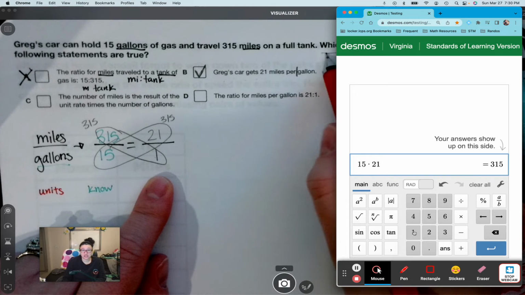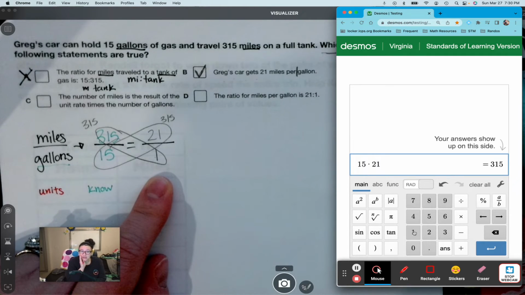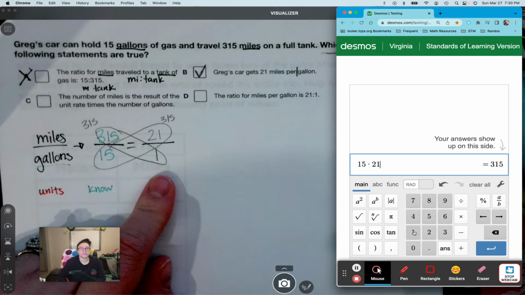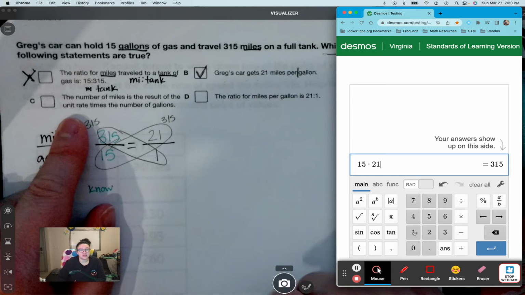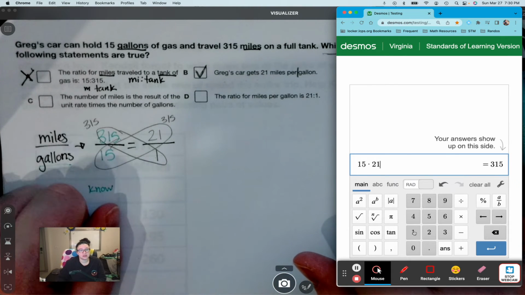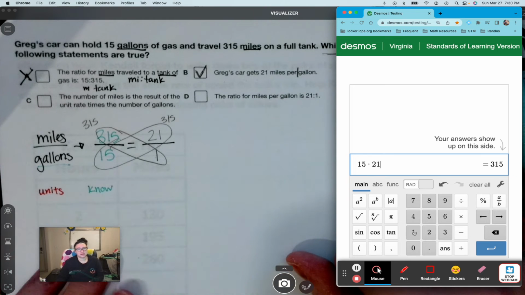It says, which of the following are true? Which means that there's more than one answer. Which means more than one. C says the number of miles is the result of the unit rate times the number of gallons. So let's think about that for a second.